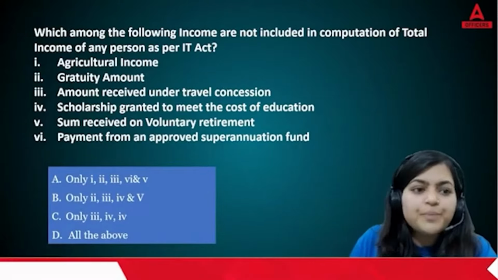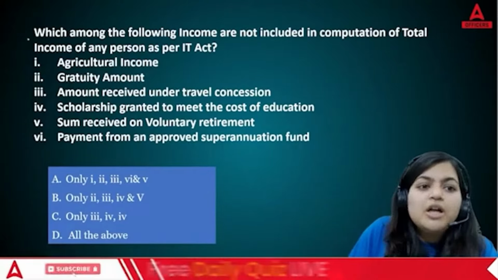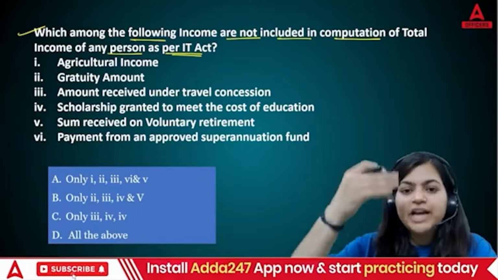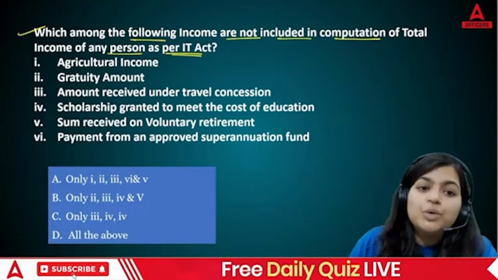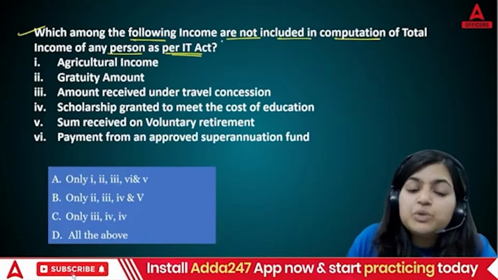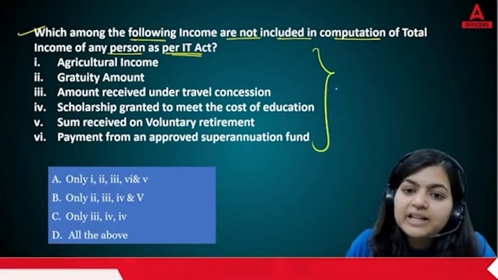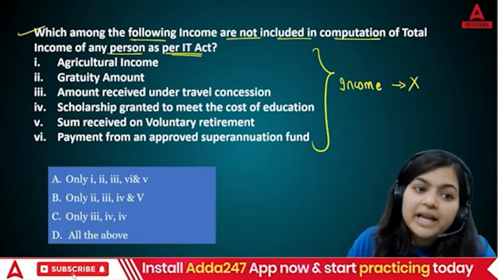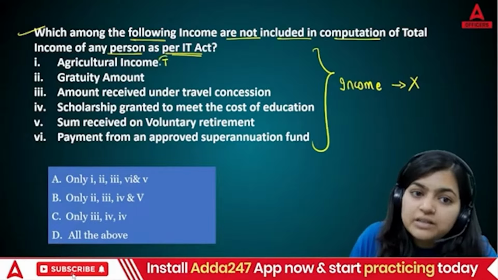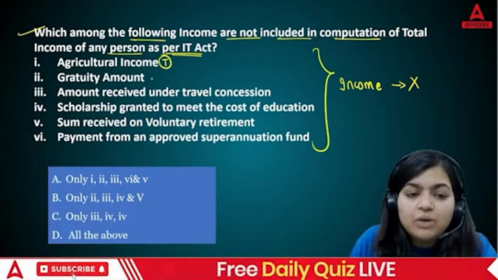Again, a very easy question. Which among the following incomes are not included in the computation of total income of any person as per the Income Tax Act? Now this is a very rare question. If you remember Section 10 of your Income Tax Act, in your classes we have covered one list, and I told you that you need to remember that list. As per all these options you need to identify, though you can say all these are income, that you will never charge income tax on. Agricultural income, you will never charge tax on it. So this is true. Gratuity amount, this is true.